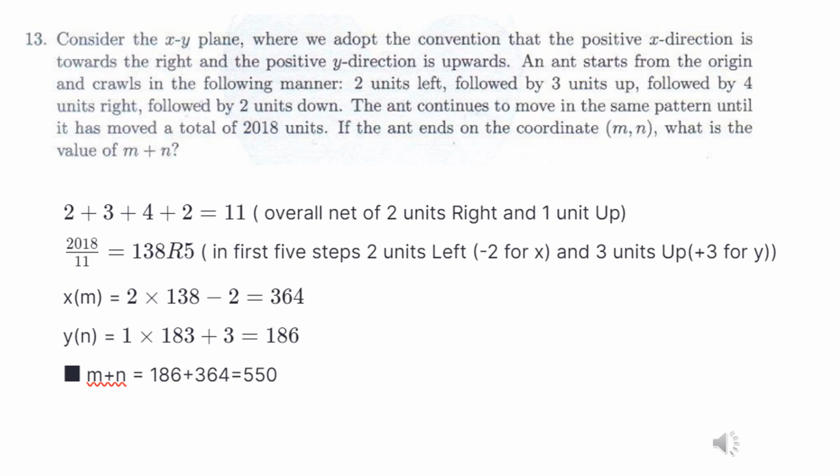So the final coordinate is simply the net movement of the 11-step cycles plus the negative 2x and the positive 3y. So m is equal to 364 and n is equal to 186. And what is the total? 550.